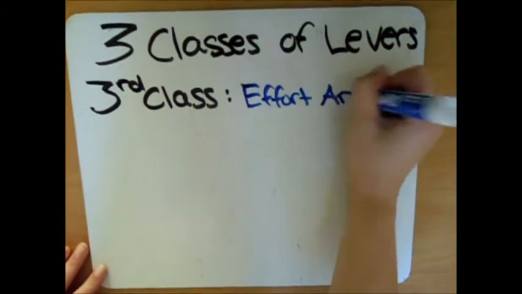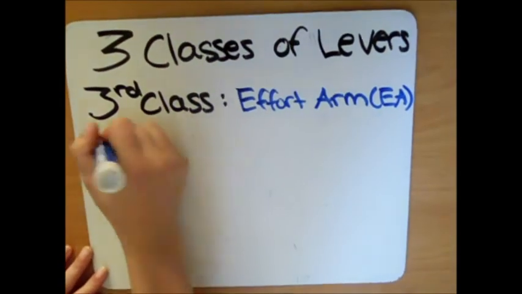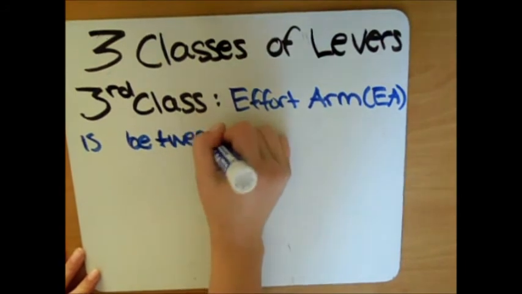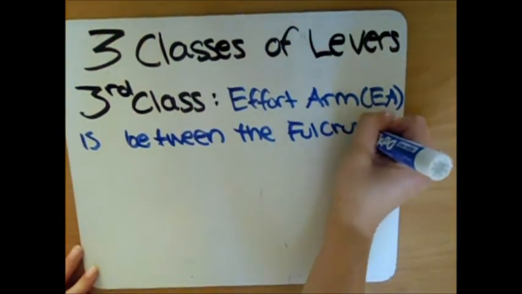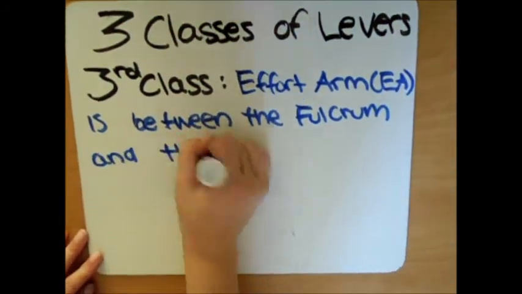Third class lever is defined when the effort arm is between the fulcrum and the load arm. This lever is most common and has evolved to favor the range and the speed of motion.